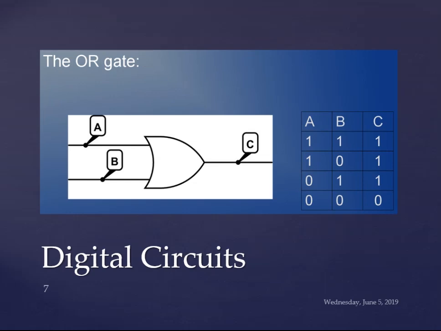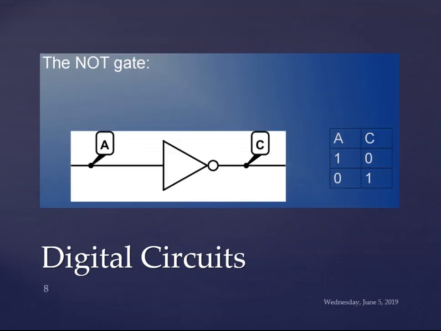Let's look at the OR gate. The OR gate has two inputs, one output, and it looks like an arrowhead. It puts out a 1 if and only if A and B are 1, or A is 1, or B is 1. Otherwise, it puts out a 0. Just note that it looks like an arrowhead. That's the OR gate.